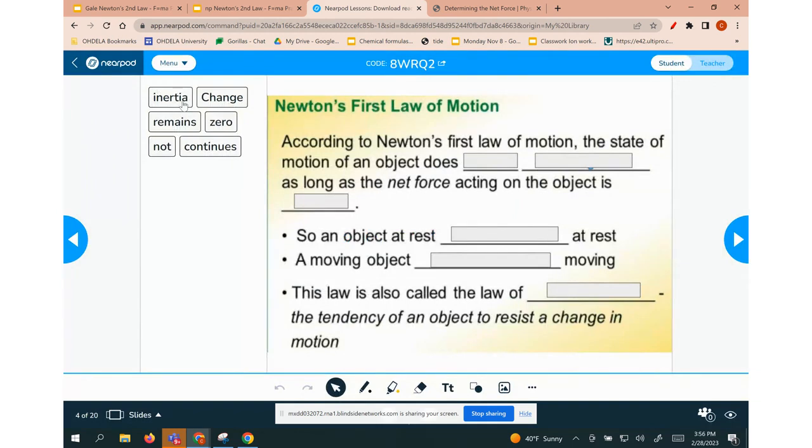So according to Newton's first law of motion, so we're doing that review, the motion of an object does not change as long as the net force is zero. So an object at rest remains at rest, and a moving object continues moving at a constant velocity. It's also called the law of inertia.